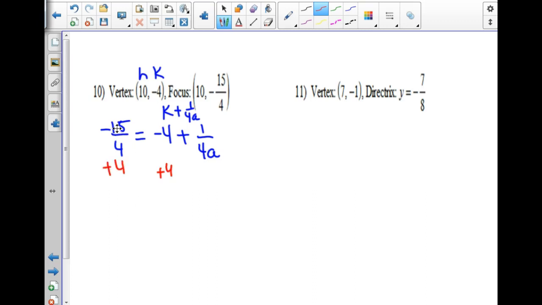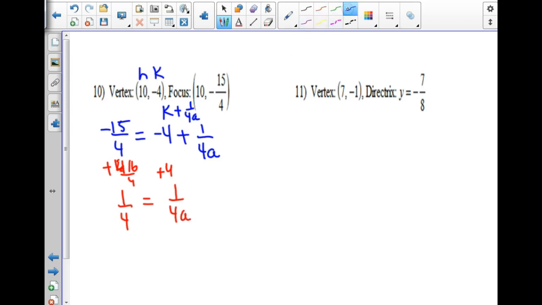Okay, so if I'm going to add negative 15 fourths plus 4, you can use your calculator. It'll take care of it. But that's just 1/4, because 16 over 4 is 4. And then I'd have 1/4 when I add, or subtract, however you want to look at it. That gets rid of this. I've got 1 over 4a, so check it out.